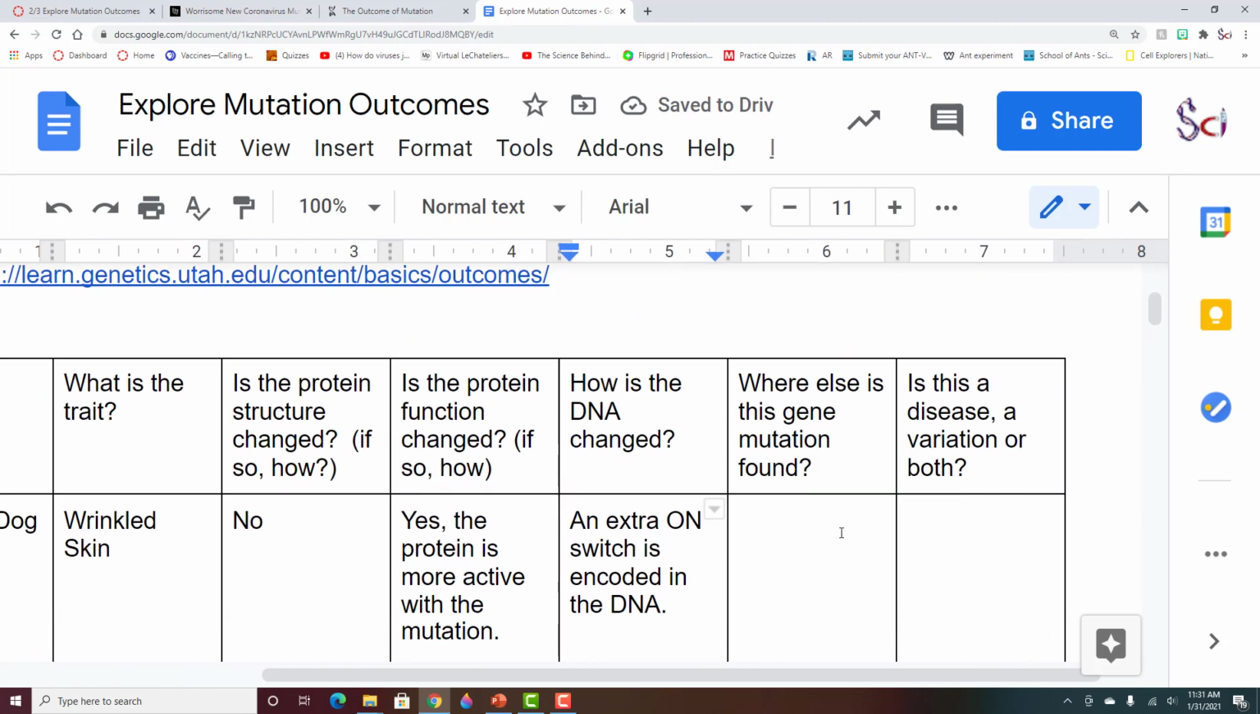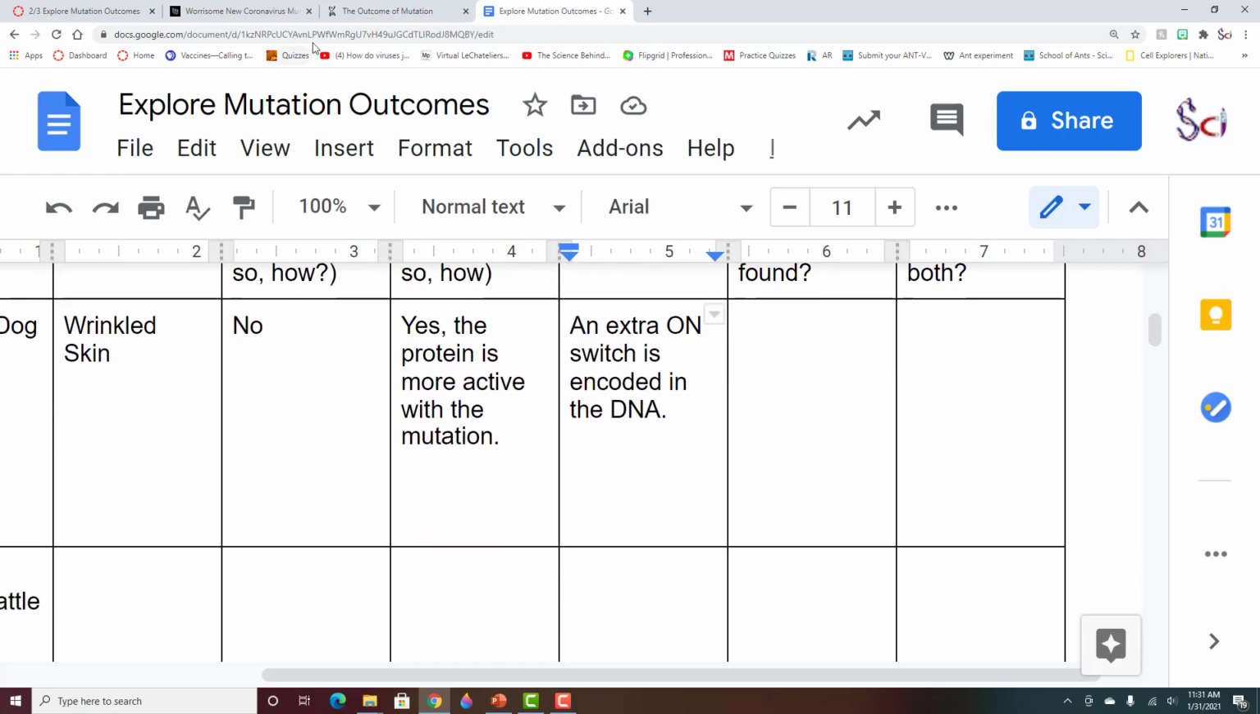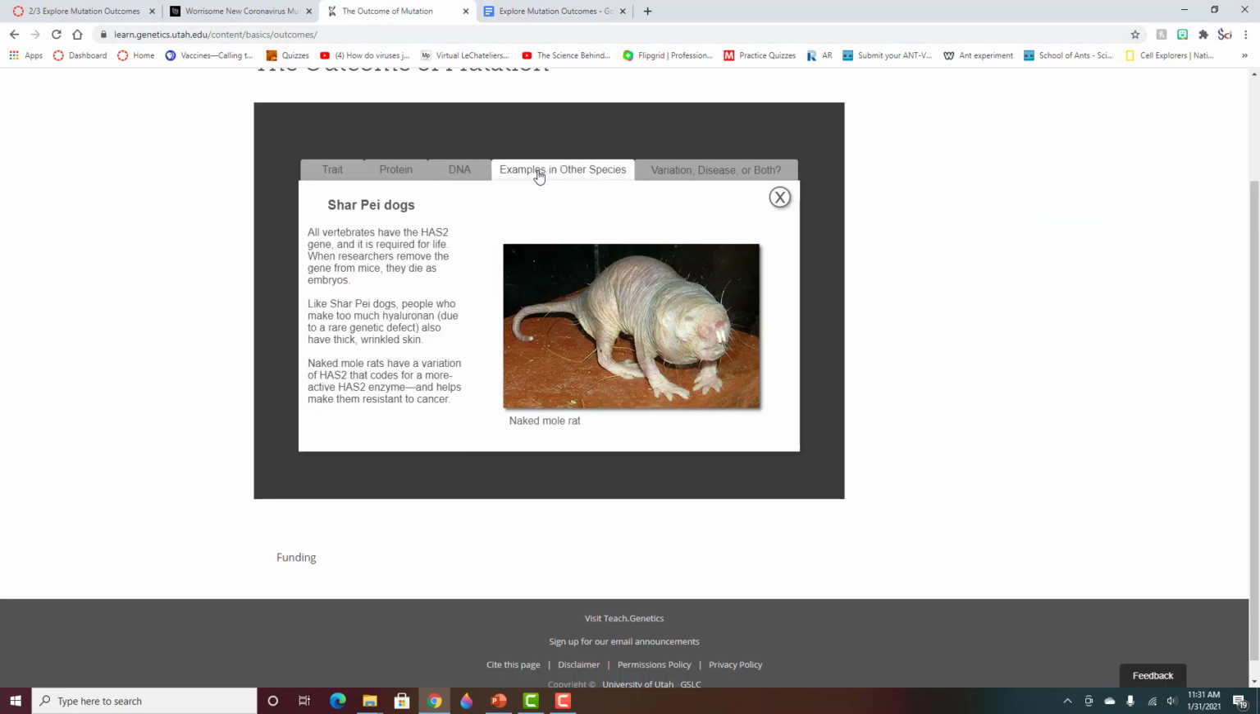And the last thing is, where else is this gene mutation found? So there's a tab for that here, examples in other species. And so here's an example in this gorgeous looking animal here called the naked mole rat. So this naked mole rat also has a variation of the HAS2 gene, which makes it more active. This also tends to make mole rats less likely to get cancer, which is kind of cool. That mutation in that gene has a positive benefit for them too, as well as making them look hideous.